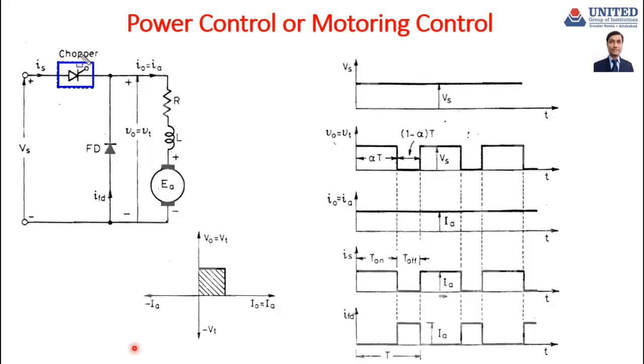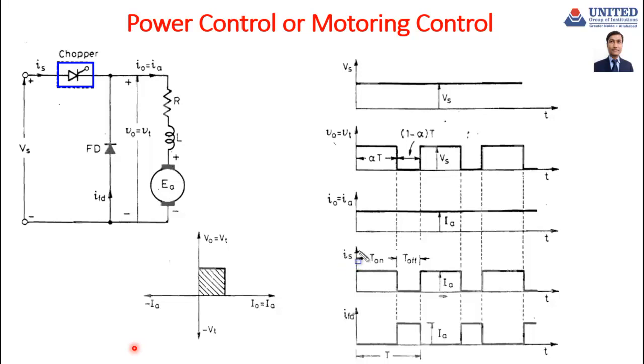During the turn on condition of the chopper, the output voltage will be obtained. Here we see that during the turn on period, this is the output voltage or armature terminal voltage of the motor, and during turn off the freewheeling diode will conduct, so the terminal voltage will be 0. This waveform is the armature current or load current, which is assumed ripple free, so it remains constant and equal to Ia.